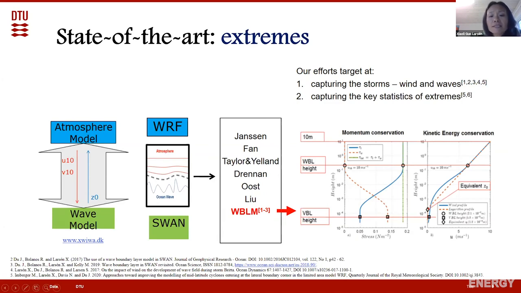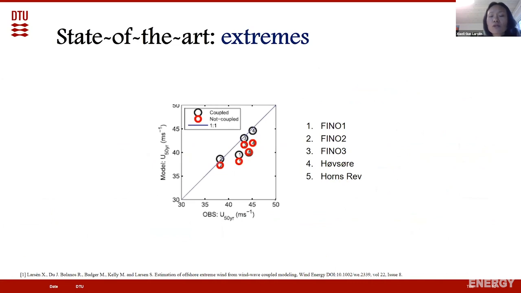And we have simulated southern storms of the North Sea over Denmark, and it indeed shows the improvement of the extreme wind, here the 50-year wind speed at measurement height. This comparison shows that the improvement is there, but the extremes are still underestimated.